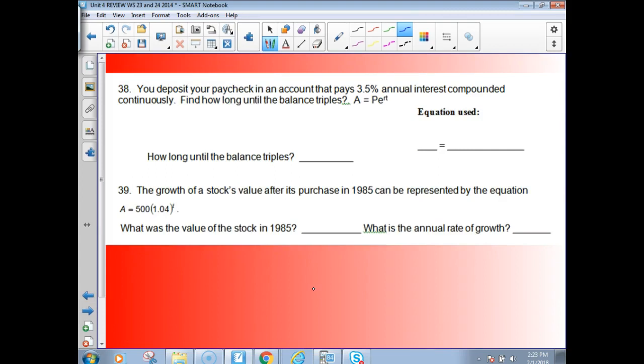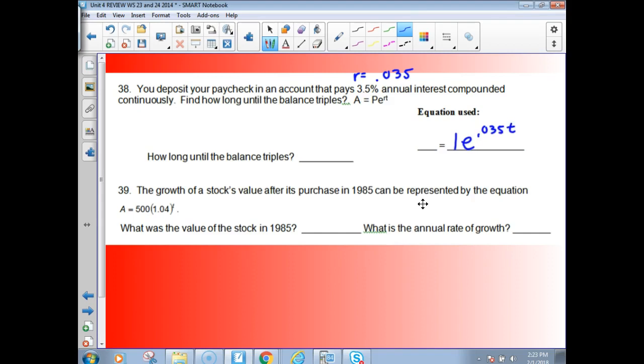38. You deposit your paycheck and it pays 3.5%, which is 0.035. Some people are writing their rates wrong with their decimals. Move it 2 places left. Your equation, you said how long till the balance triples. Now, if you want to do a tripling, just let your P be 1. Okay, 1e. You don't have to write the 1, but I'm writing it so you know what I did.